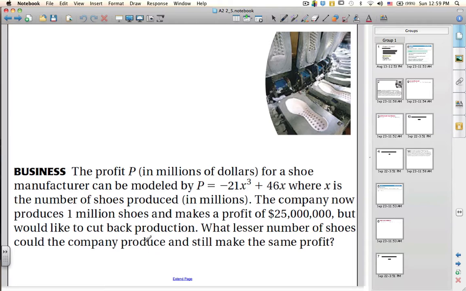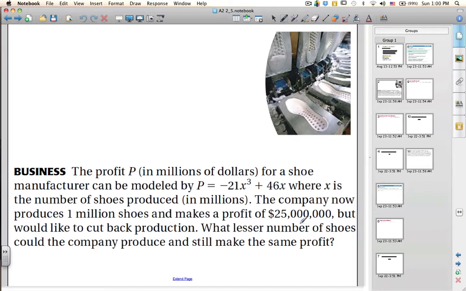A type of problem that we might solve with the skills in this section is a problem like this one, where we have a model where the profit P in millions of dollars for a shoe manufacturer can be modeled by this cubic function, where P is equal to negative 21x cubed plus 46x, where x is the number of shoes produced, in millions of shoes, millions of dollars. The company now produces 1 million shoes and makes a profit of $25 million, but would like to cut back production. What lesser number of shoes could the company produce and still make the same profit? So what they're interested in doing is reducing the amount of work they're doing while maintaining the same amount of profit, which obviously makes a lot of sense. It would be better for that company to do.